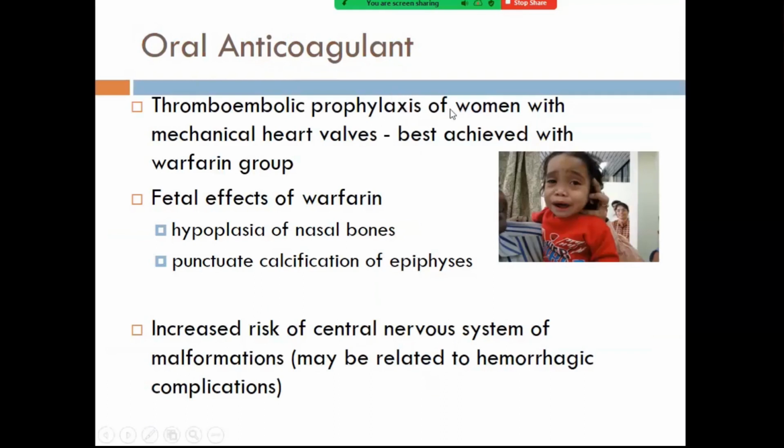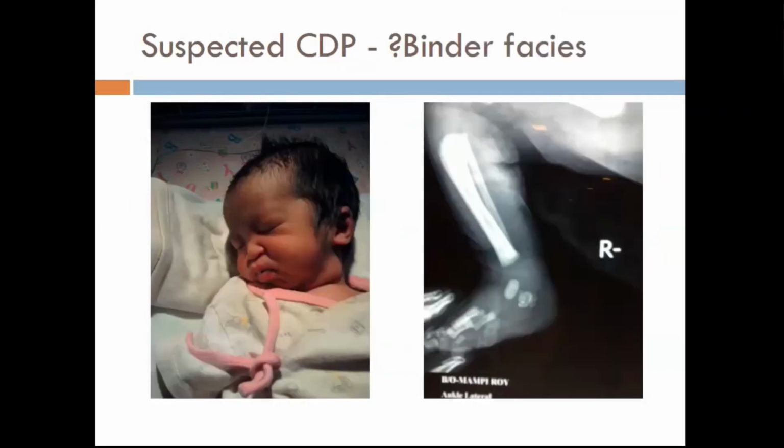Thromboembolic prophylaxis of women with mechanical heart valves was best achieved in the warfarin group. Fetal effects of warfarin are aplasia of nasal bone and punctate calcification of epiphysis, that is classical. There is increased risk of CNS malformations, may be related to hemorrhagic complications which occur in the fetus due to the use of warfarin in the mother. But remember that chondrodysplasia punctata can be due to various causes, not only fetal warfarin, like chromosomal anomalies. Chondrodysplasia punctata per se is associated with rhizomelia. So there are genetic defects which might give rise to it.